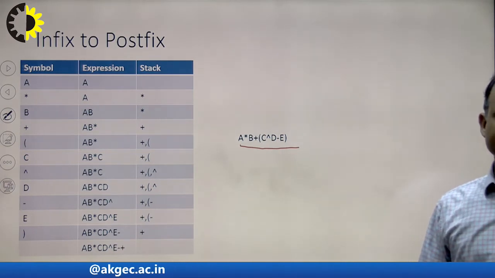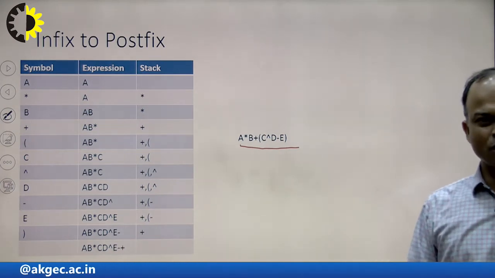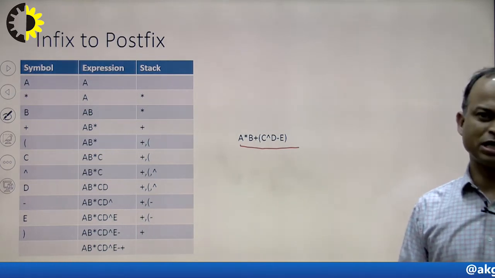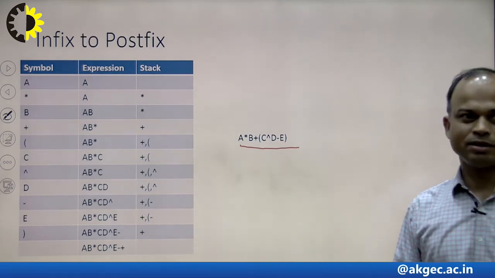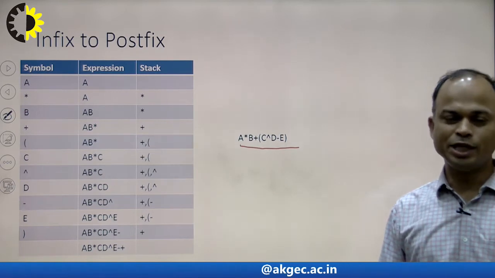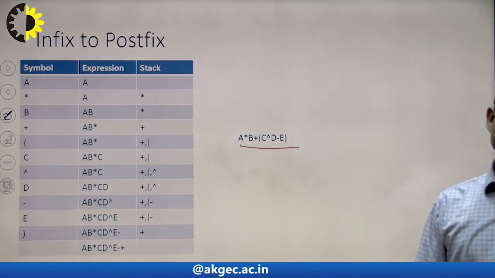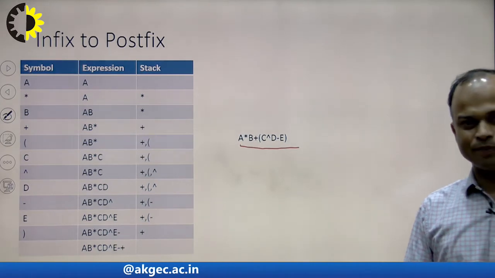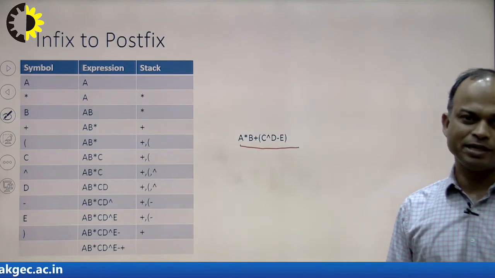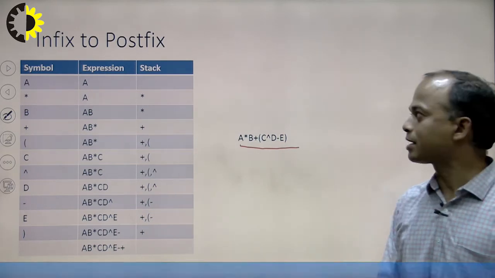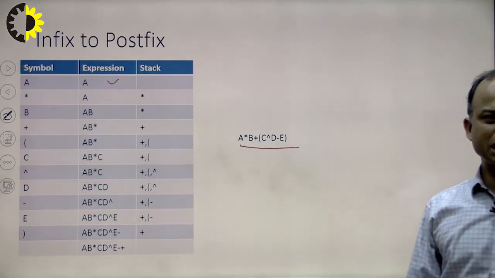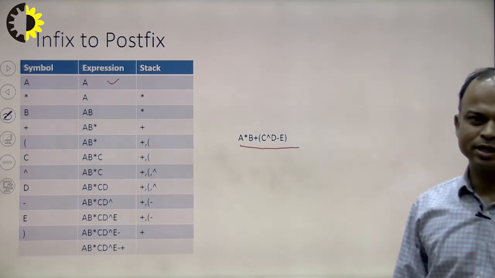Basically, we have to read this string from beginning to end, and initially the first character A is coming. If this is an operand, then we have to write it into the expression. If this is an operator, then we have to push it onto the stack. We observe that A is our first character, and this is an operand. Therefore, we are writing A into the expression.